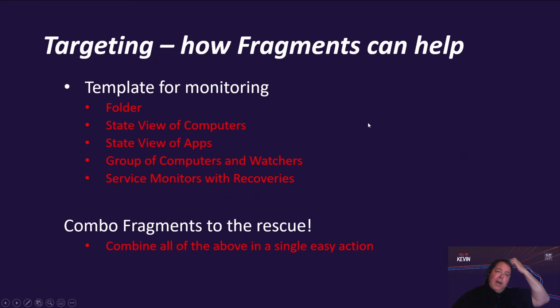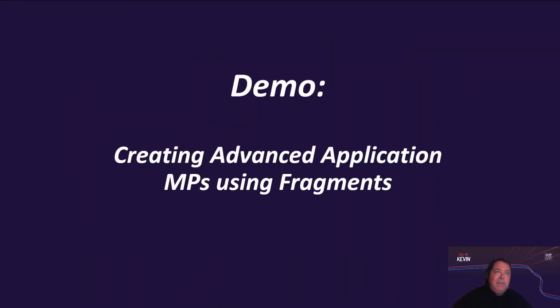Okay, so we talked about doing a lot more though. We talked about folders and state views and kind of coming up with this consistent template for every app that we're going to deploy. So how can we accomplish that easily? Well, this is where Fragments really come to the rescue because they combine everything just like what we did in a single easy action. And so now I want to demo using a combo fragment to do the same thing we just did, but in addition to add a whole bunch more monitoring into it.